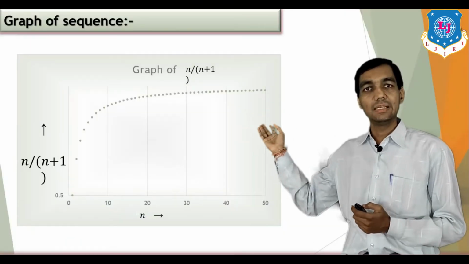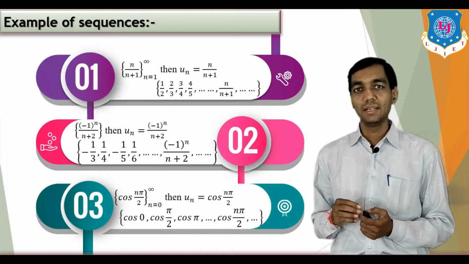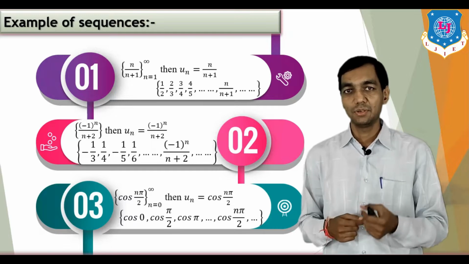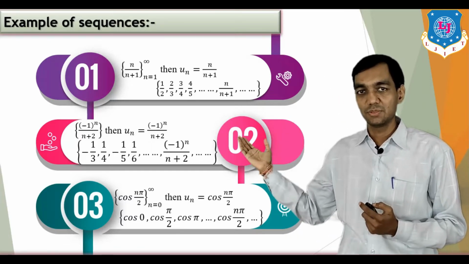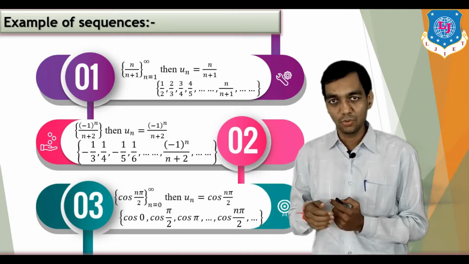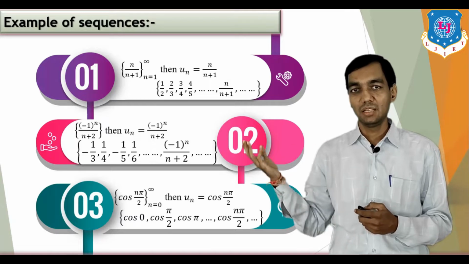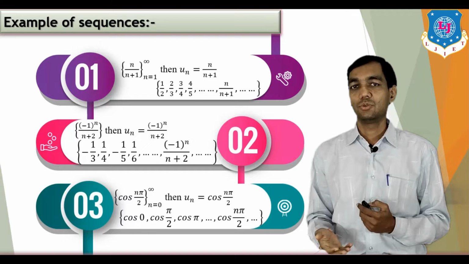Now we are going to define two or three examples of a sequence. The first example is n upon n plus 1. Here un is n upon n plus 1 and the sequence starts with n equal to 1. So we substitute the values. If we put n is 1, we get 1 by 2. If n is 2, it is 2 by 3. For 3, it is 3 by 4. For 4, we have 4 by 5, and so on.